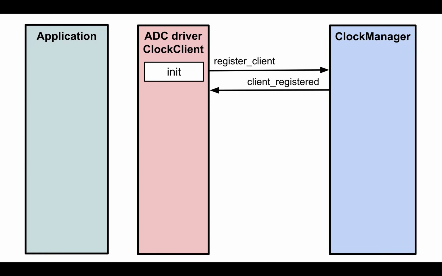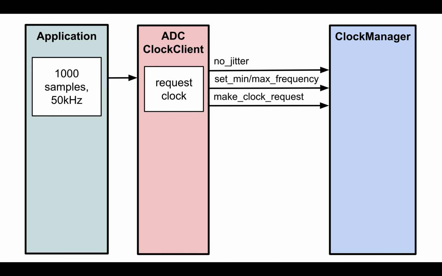To show how the API works, let's step through an example using the ADC. During initialization, the clock client registers itself with the clock manager. Later on, the application requests samples at a specific clock frequency. Considering the limits of its clock divider, the ADC ClockClient calculates the minimum and maximum clock frequencies with which it can achieve that desired frequency and reports the clock requirements to the clock manager. Next, it makes a clock request.